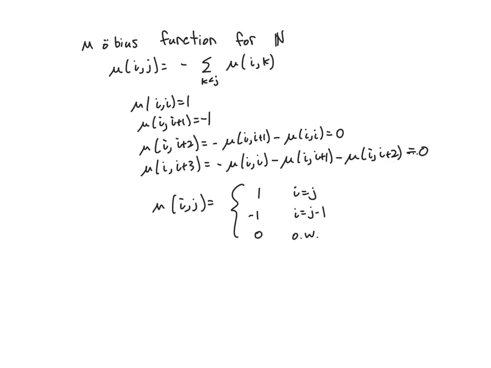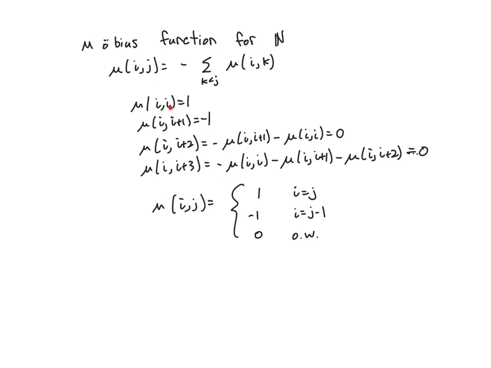So now let's look at our first major example. Let's compute the Möbius function for the natural numbers. So the natural numbers are just pairs. We're looking at pairs of integers i, j, where i is less than or equal to j. By the recurrence relation, mu of ij is the summation over all k less than j of negative mu ik. So I'm varying the second coordinate, with the base case that mu ii is 1.